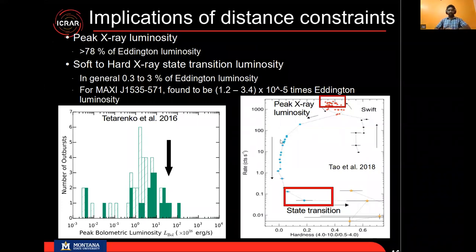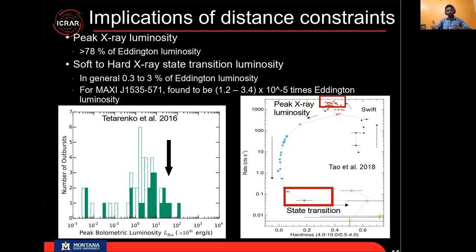So the implication of these distance constraints is that at the peak of the outburst, the Eddington luminosity is something more than 78% of it. And when we look at this distribution of the sources with the luminosity, we find that this belongs to a very small class of X-ray emitters.